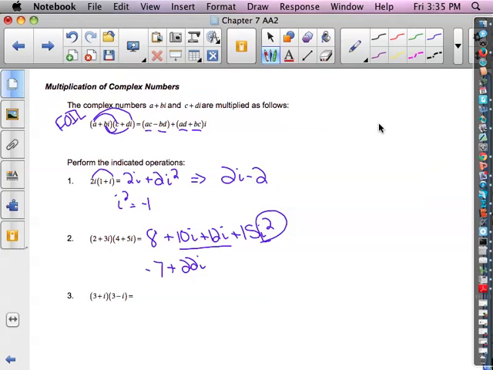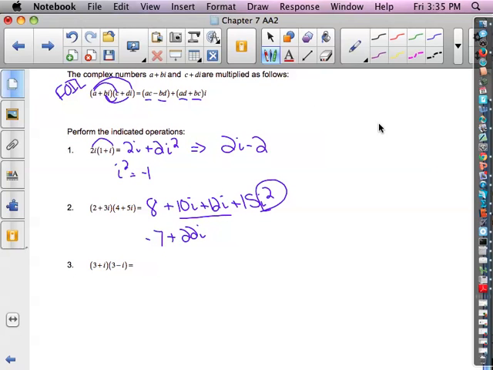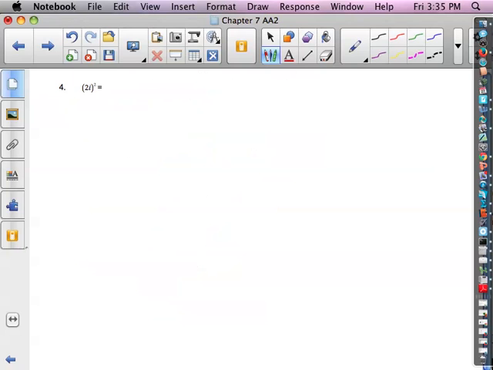Look at number 3. When you FOIL number 3, what's going to happen? Difference of squares, those middle terms are going to cancel. So you have 9, and remember i squared is a -1, so that becomes plus 1. So now you have ended up with just a real number. Last one, 2i. So remember this one, you're going to get 4i squared, so then you're going to have -4.